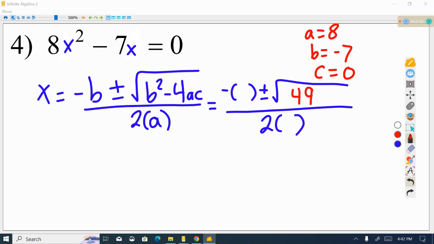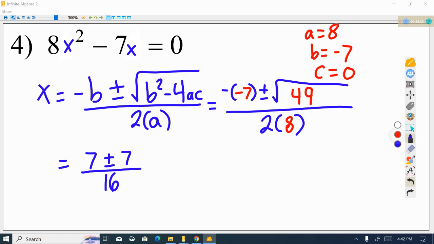Because all we have to do now is plug in our numbers, we have a shorter amount of work. B is equal to -7 and A is equal to 8, so we'll put that there. So now let's figure out what we have in this case. We have -7, so that changes into +7. And the square root of 49 is equal to 7. And then on bottom we would have 16.